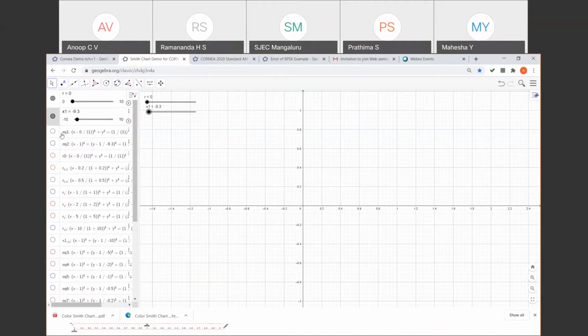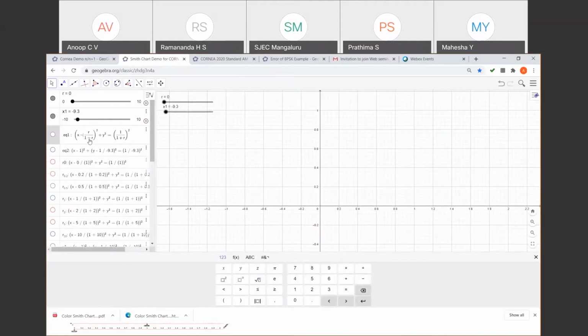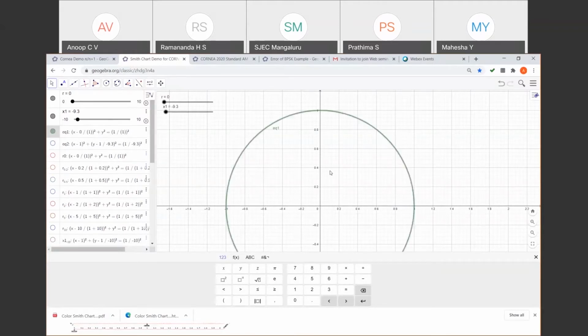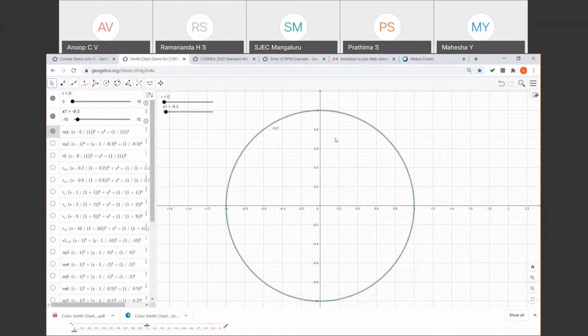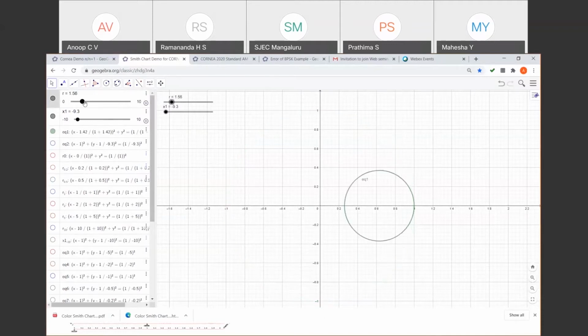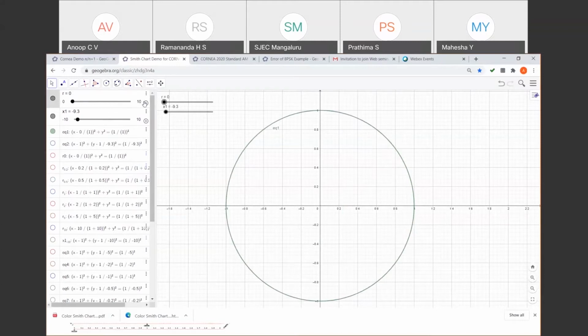Initially I've typed here the same equation which I have given, right? So now R is equal to 0, then we can see this is the circle when R is equal to 0. Then I can play the animation, or else I can change the slider manually. So we can see what actually changes in the circle. I can either play the animation, right? So now I can explain better.